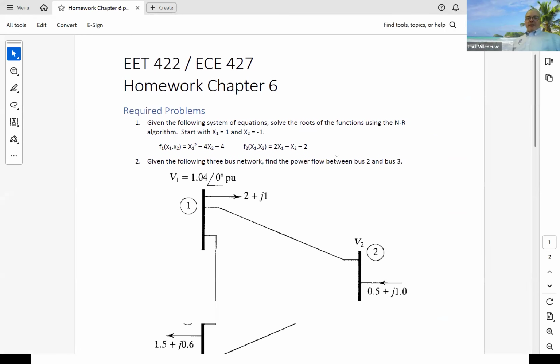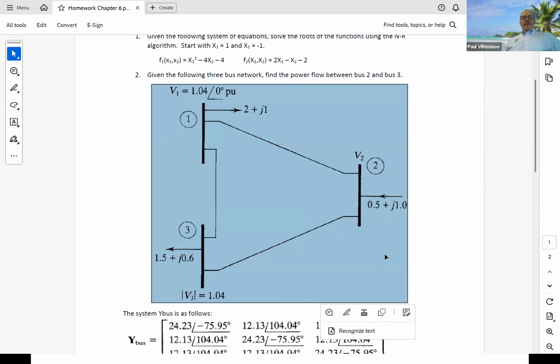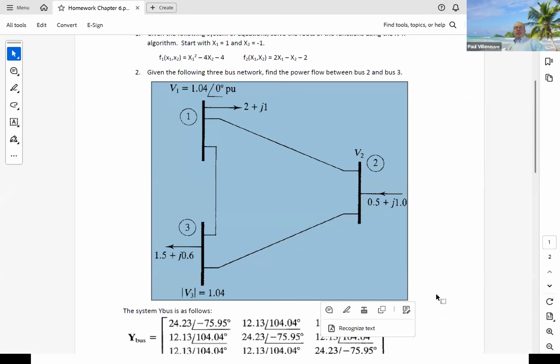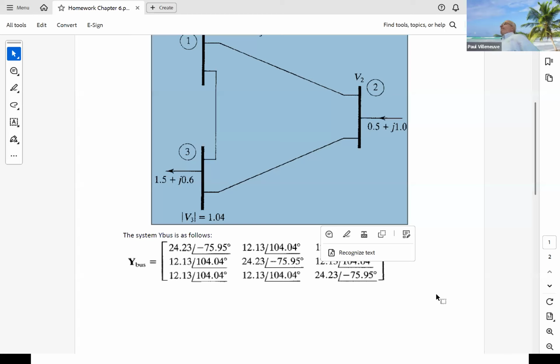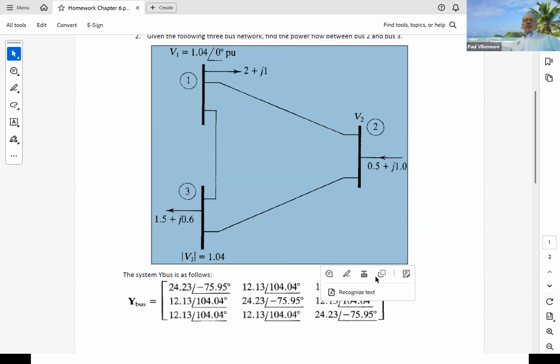I'll make it a little fun for you. Look at your Y bus. G is not 0, is it? So you remember those G terms that go away? Not anymore. It's a 3x3, and you'll notice that over here it specifies V3 as 1.04. So even though I show power here, I'm still specifying the magnitude of the voltage.